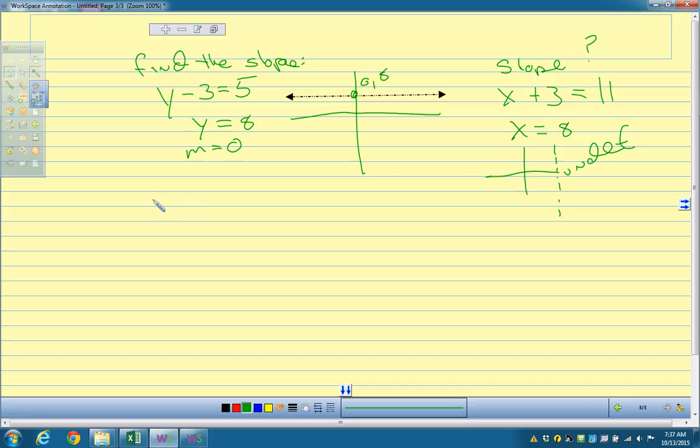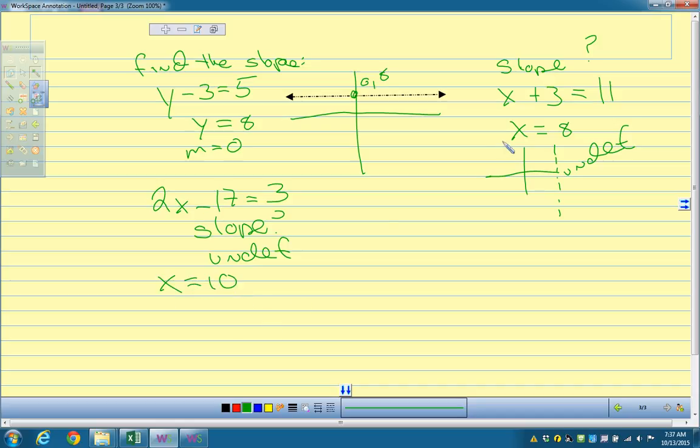How about this one? 2x minus 17 equals 3. Slope. Who's got the slope? Go ahead, Ian. Very good. Undefined, right? Because it's going to be x equals, right? If you solve this equation, you get x equals 10.